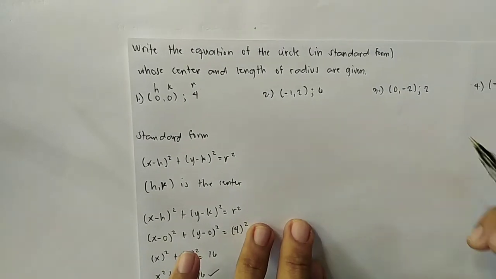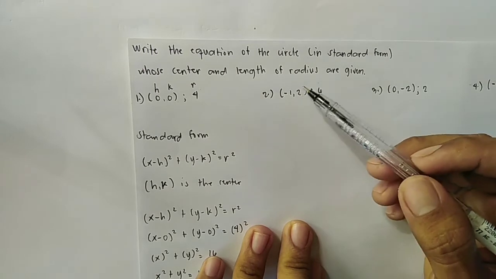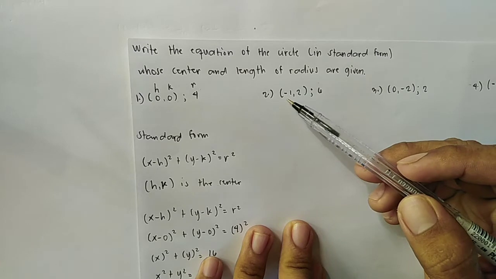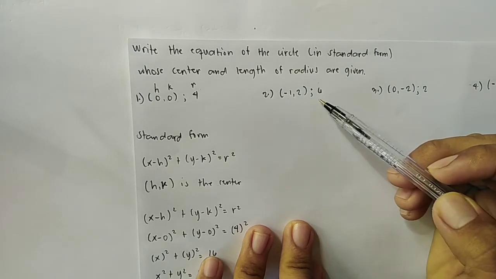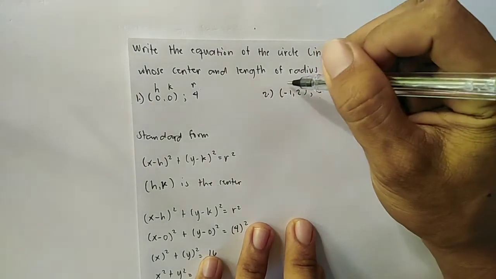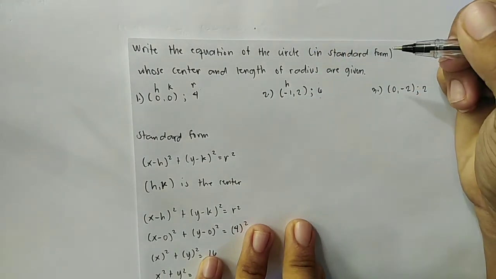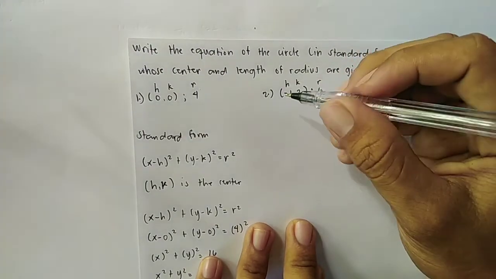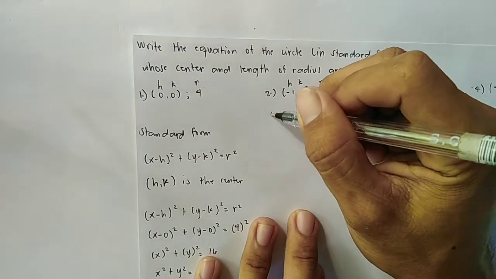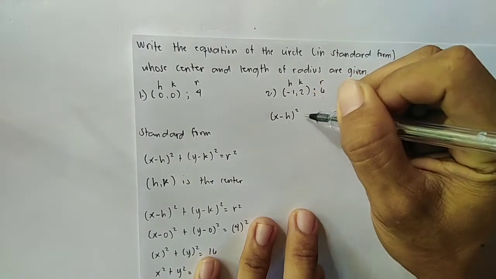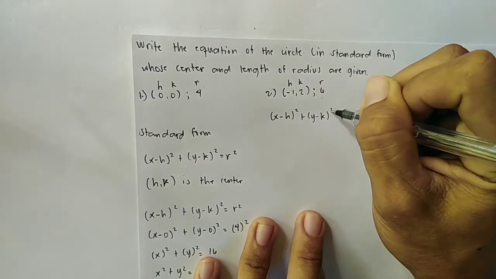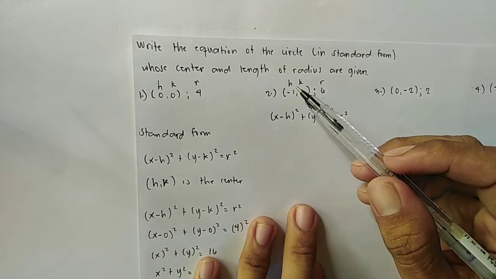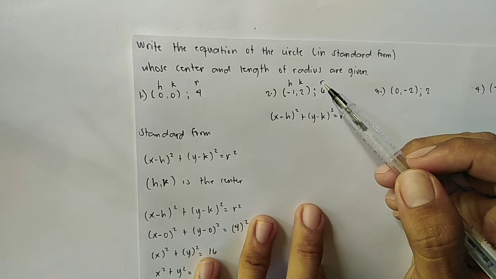Next, for number 2, we have to write this one into the standard form of the equation of the circle with the center negative 1, 2, and with the radius 6. So identify our h is negative 1, our k is 2, and our radius is 6. Following the standard form of the equation, which takes the form (x minus h) squared plus (y minus k) squared is equal to r squared, just simply substitute the values of your h and k, which is the center, and for the radius also.